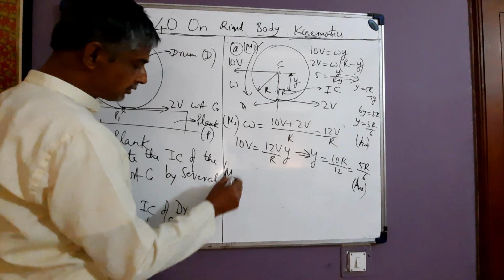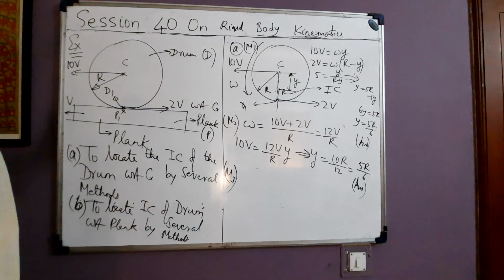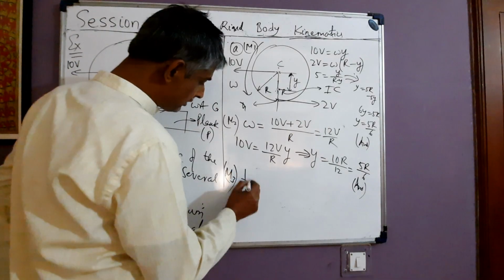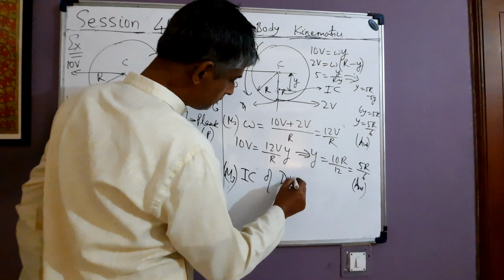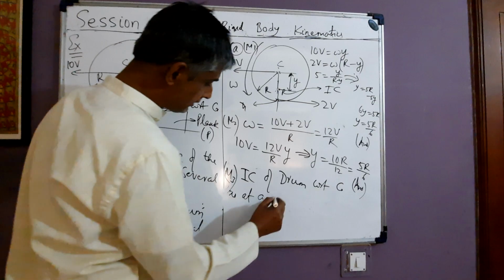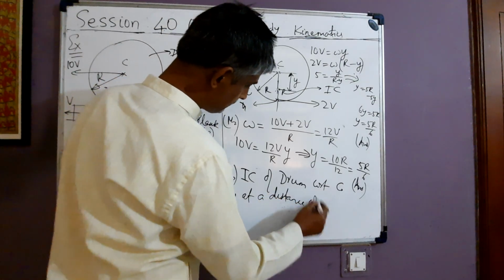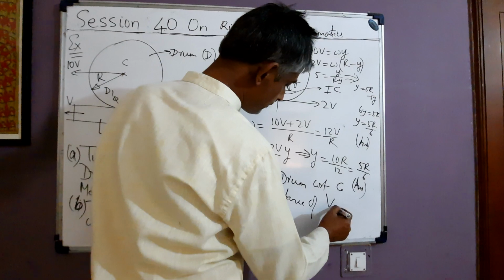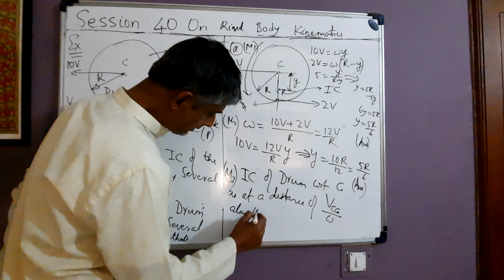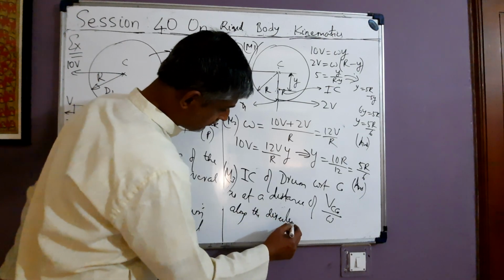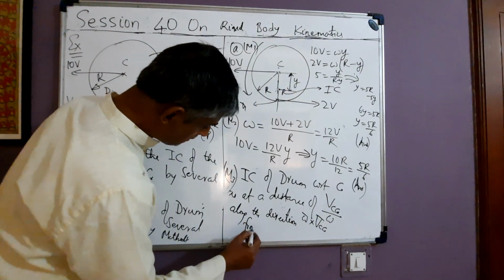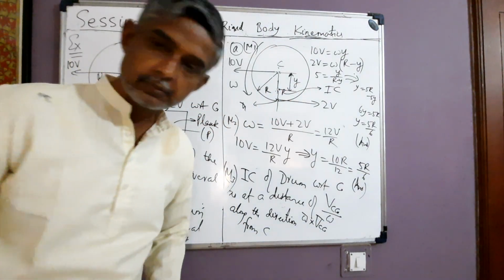Now we can solve it by method 3 also. How to solve by method 3? We use that IC concept. The IC of the drum with respect to ground is at a distance of VCG by omega along the direction omega cross VCG from C. Alright, fine.